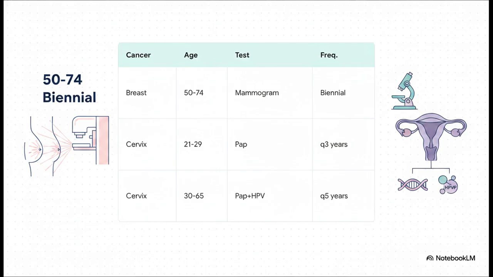Now, the boundaries for breast and cervical screening are incredibly precise. Mammograms are slated biannually for ages 40 to 74. Cervical screening, though, is hyper-specific across the 21 to 65 age bracket. For ages 21 to 29, it's a Pap alone every 3 years. Once they hit 30, up to 65, you can either do Pap and HPV co-testing every 5 years, or stick with a Pap alone every 3 years.